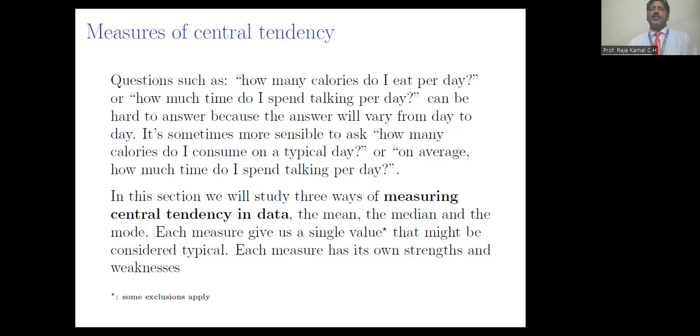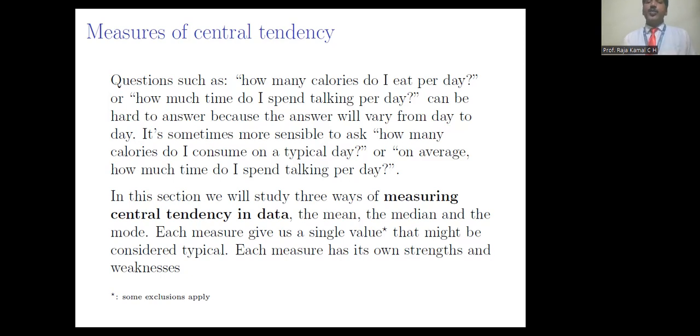Suppose you ask yourself, how many calories do I eat per day? In the morning, you have taken 400 calories. In the afternoon, you have taken 1000 calories. At night, you have taken 100 or 200 calories. If I ask you how many calories you eat per day, can you say 1000? Can you say 100? No. It is an average of all the three values. That average you are going to find using measures of central tendency.